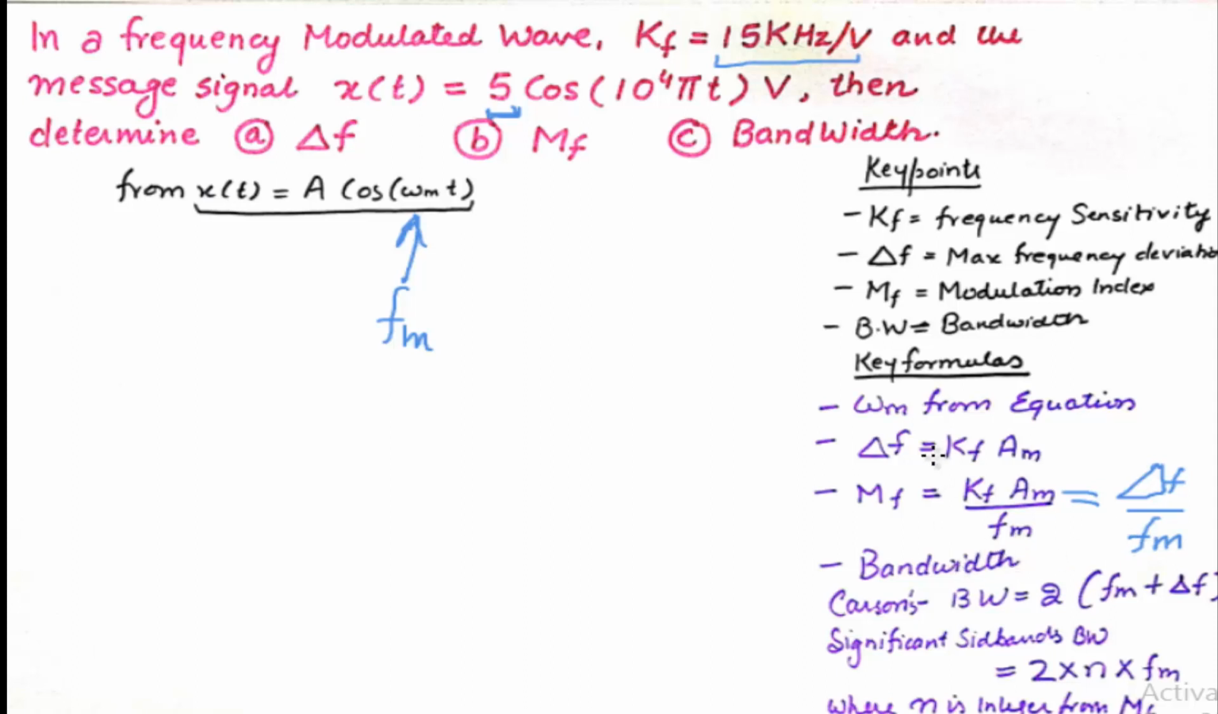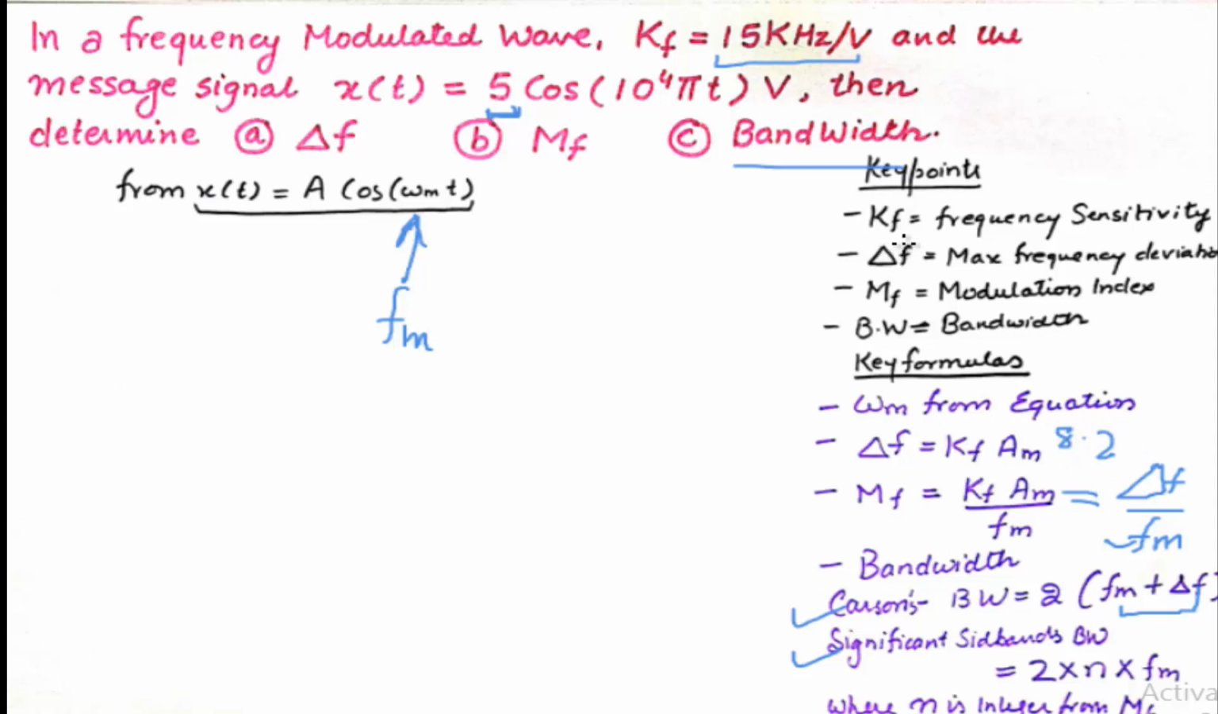And then to find bandwidth, which is the third thing that we need to find, we could find it using two methods: Carson's method and the significant sideband bandwidth method. Carson's method says that the bandwidth is twice of Fm plus delta f. We know what Fm is and what delta f is, and the significant sideband bandwidth is 2 into n into Fm, where n is an integer taken out of the modulation index. Let us say our modulation index is 8.2, so we'll take the integer value out of this number, which is 8.